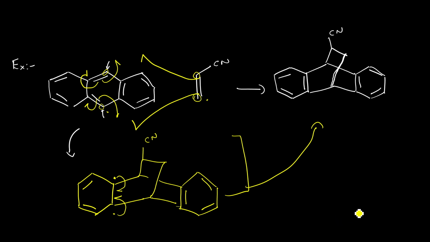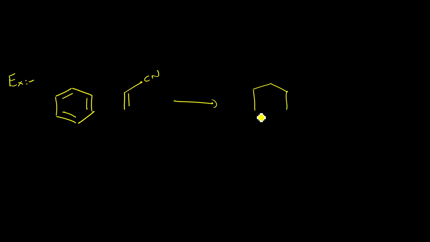So let's do another example. Here we are going to see a simple example. Again, I want you to try it on your own before I explain it to you. These are the two reactants, and the product which we are expecting is kind of like this. Now I want you to propose a suitable mechanism for this particular reaction.